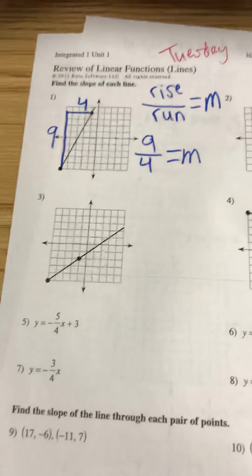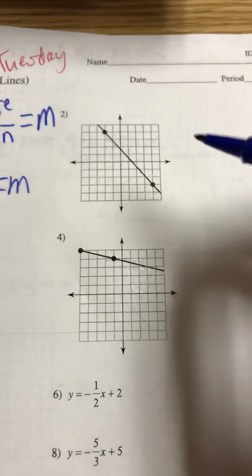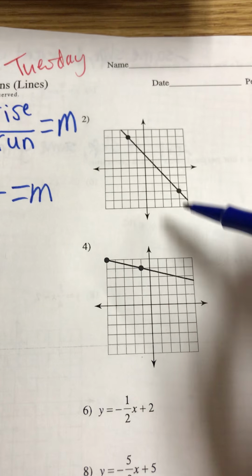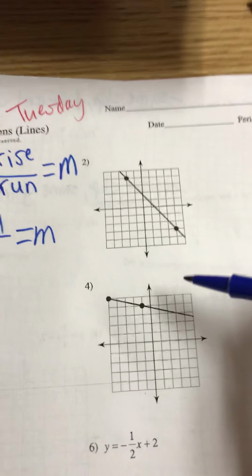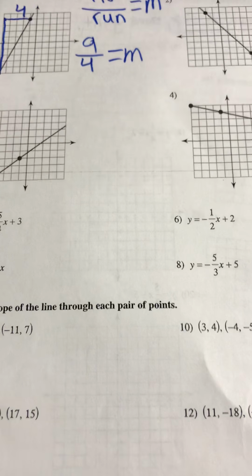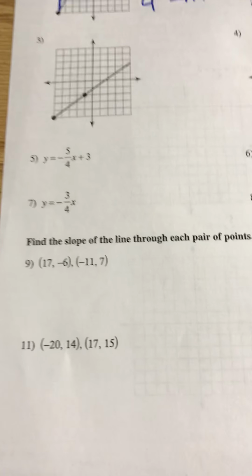On the rest of these, I believe you can do this. One thing I'd add: when you're moving to the left or moving down, remember it'll be a negative number. So going left or down is a negative. On 5, 6, 7, 8, I'm sure all of you will be able to find the slope from the slope-intercept form equation.